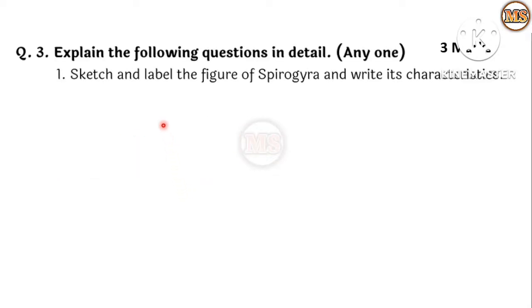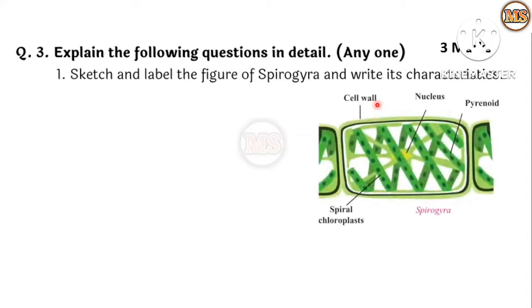Question number 3, explain the following question in detail, any one. So one question we have to solve, and this is for 3 marks. First one, sketch and label the figure of a spirogyra and write its characteristics. So we can draw the diagram of a spirogyra like this. In the diagram we see the cell wall, nucleus, then pyrenoid and the spiral chloroplast.